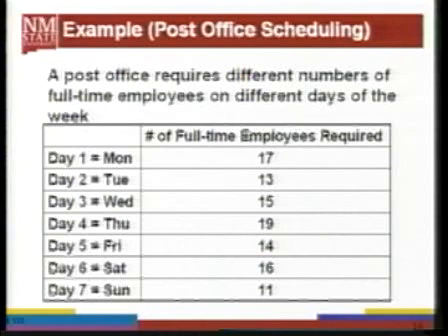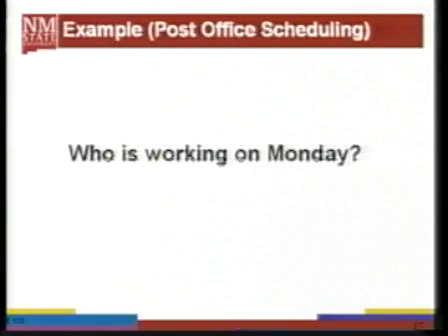And what constraint do we need to consider? The same constraint, right? The post office must ensure that enough full-time employees are working on each day of the week, right? So at least 17 employees must be working on Monday, and 13 employees must be working on Tuesdays, and so on, right? Then who is working on Monday?